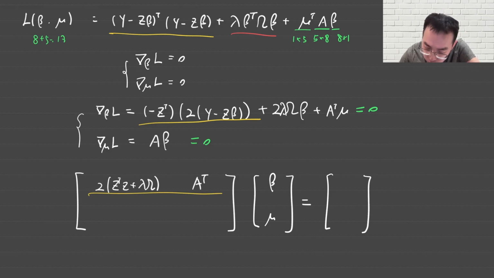Okay, on the right side we also have something. We have the Z and y terms on the right. That's going to be 2 times Z transpose y on the right hand side. And then the second one is going to be easy. It's a 0 times this equal to 0.